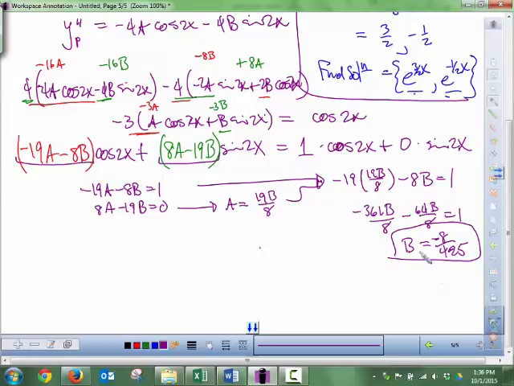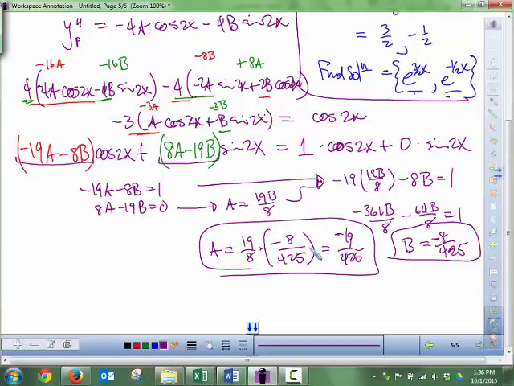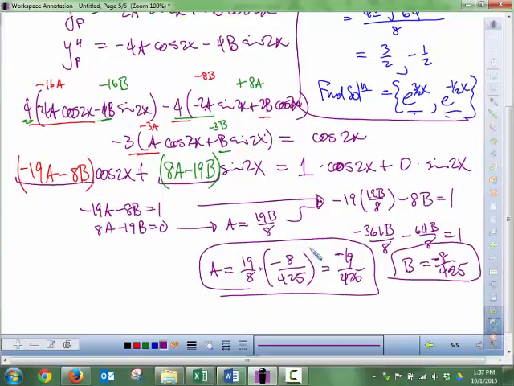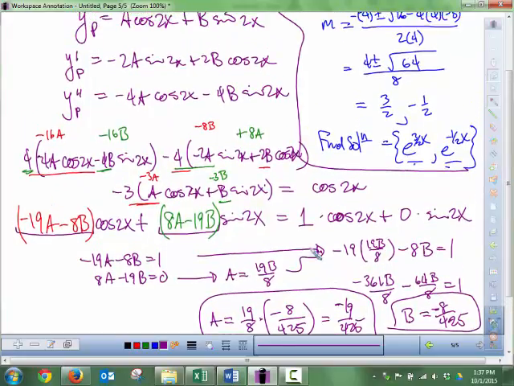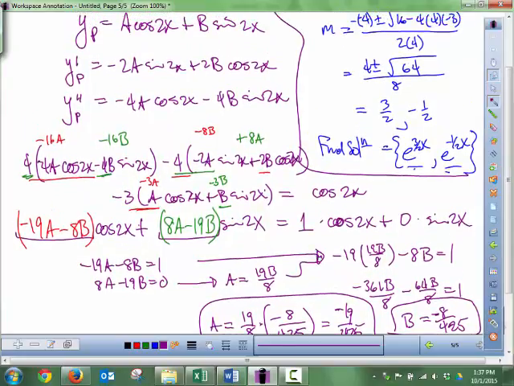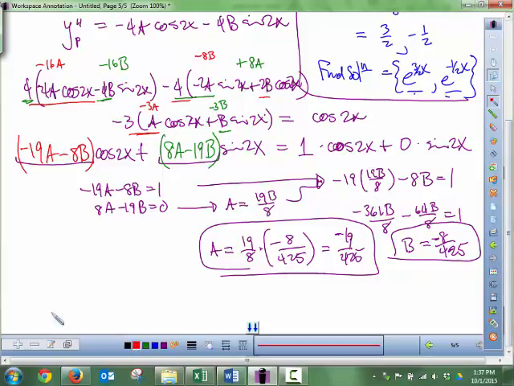All right, so that's B, and A is equal to 19 over 8 times this big fraction, negative 8 over 425. Looks like this will end up being negative, and the 8's cancel, negative 19 over 425. Got to box these answers because you lose them along the way, right? All right, we got our A, we got our B, we got our fundamental solutions. We are done, except for writing the answer.